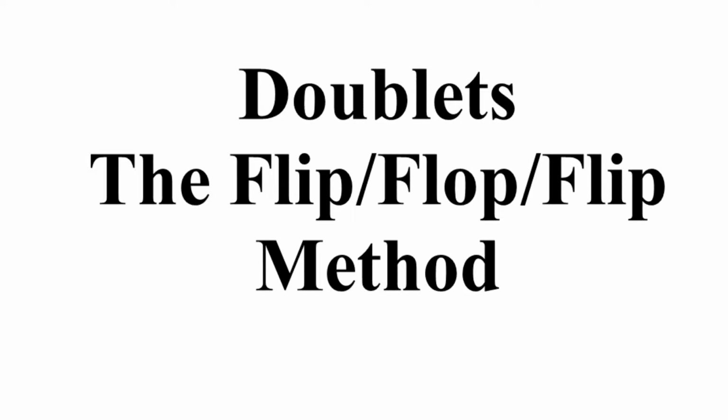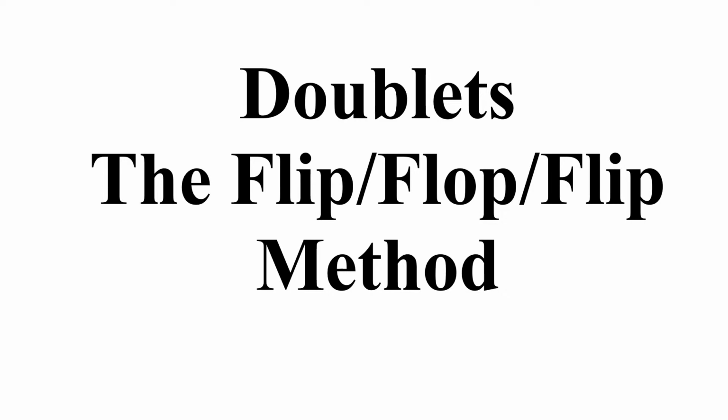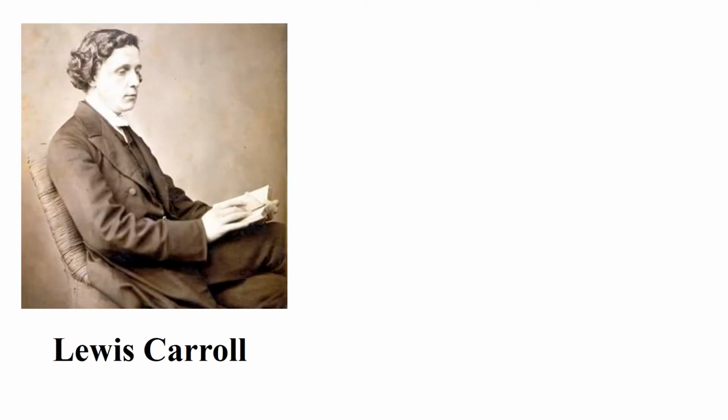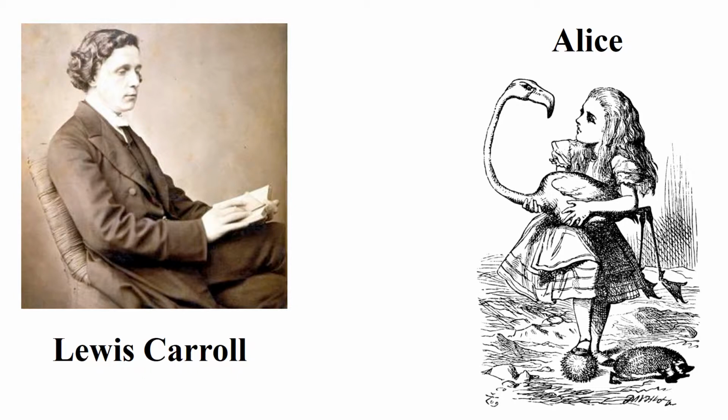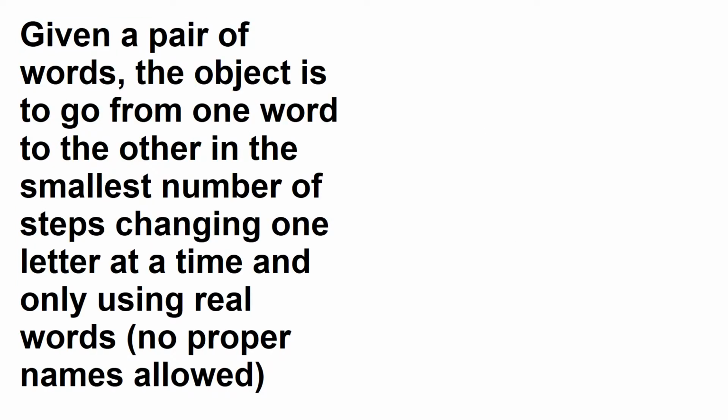In a previous video, we talked about doublets, a word puzzle created by Lewis Carroll, best known today as the author of books like Alice in Wonderland and Alice Through the Looking Glass. Carroll was also a mathematics professor, and one of his great passions was creating puzzles. One of the most popular of those was the doublet. The doublet is a word puzzle that connects one word to another through a series of steps.